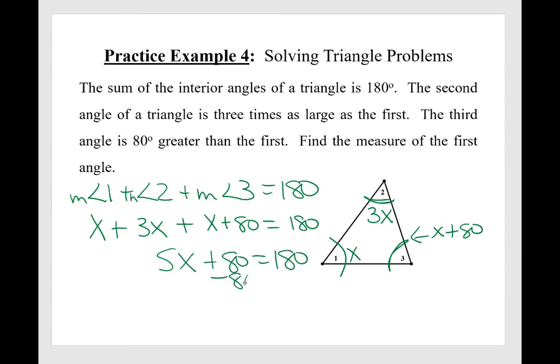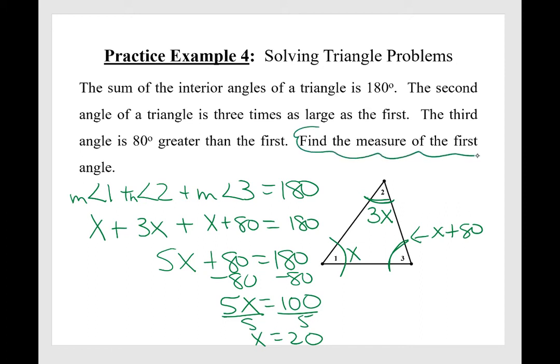I'm going to isolate my variable term. So I get 5x equals 100. I'm going to isolate my variable by dividing by 5, and I get x equals 20. And this problem just said find the measure of the first angle. So the first angle is just x, and x is 20 degrees. So notice I've got a label. All right, hopefully you did all right, okay? This might require you to practice, especially if it's been a couple years since you've seen some geometry, so you definitely might need to brush up.